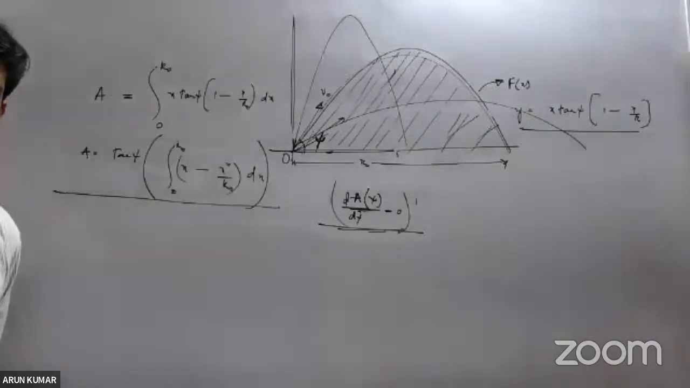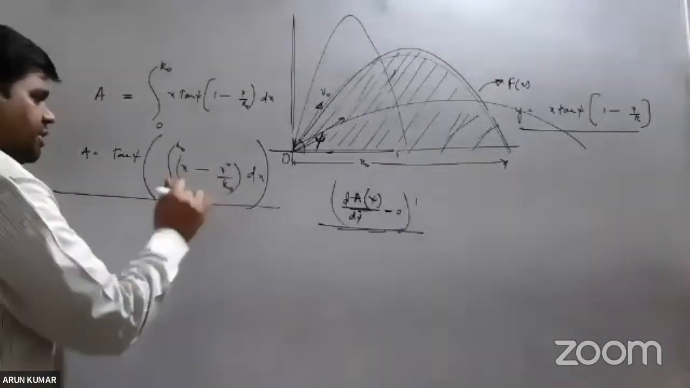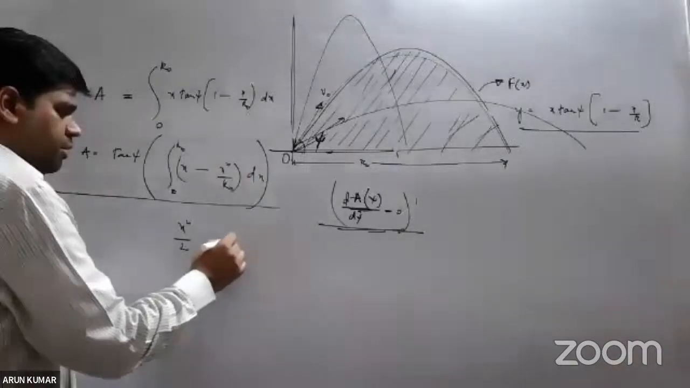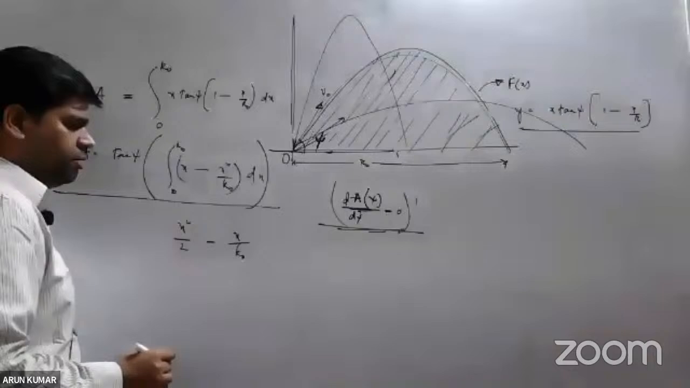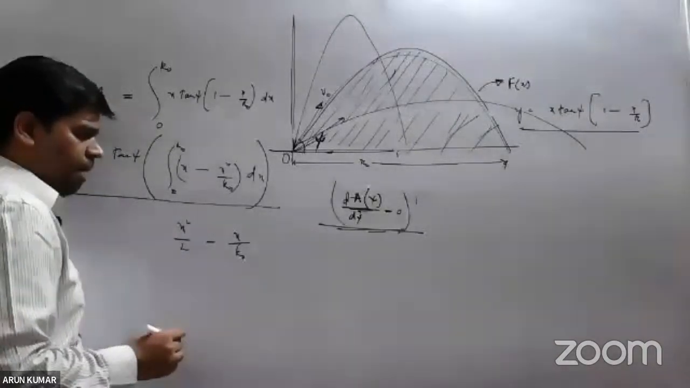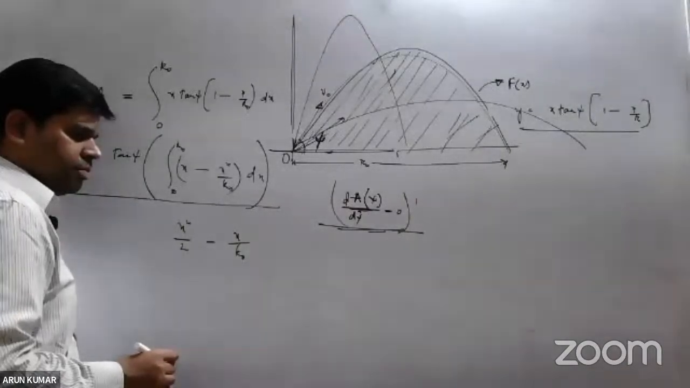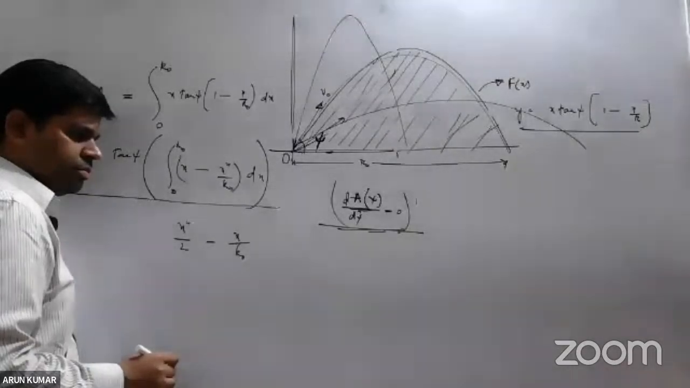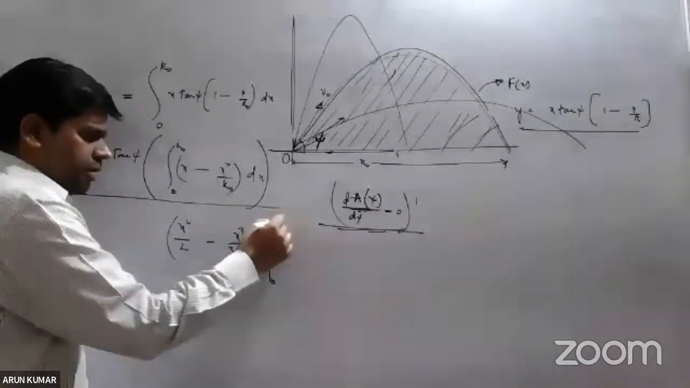X square by 2 plus c, sir. Yes, x square by 2 plus c. So integral x dx is x square by 2. Integral x square dx is? What is integral x square dx? X cubed by 3. Correct. Under limit 0 to r.